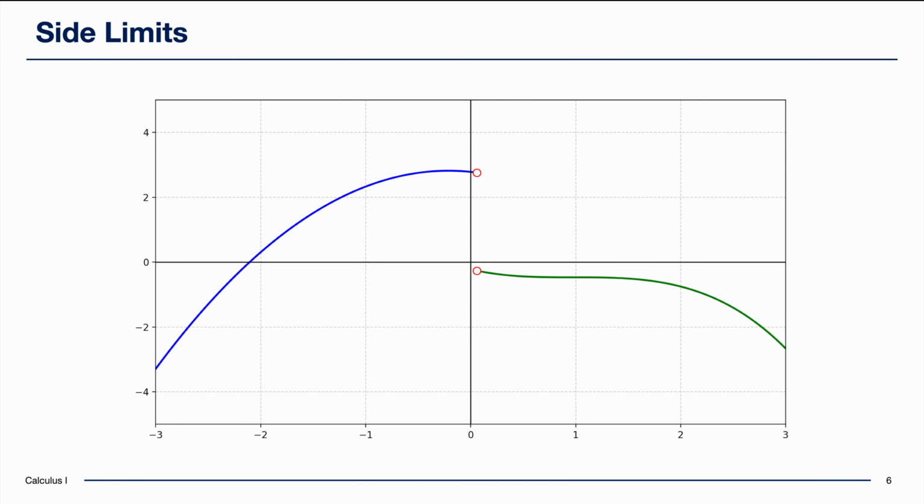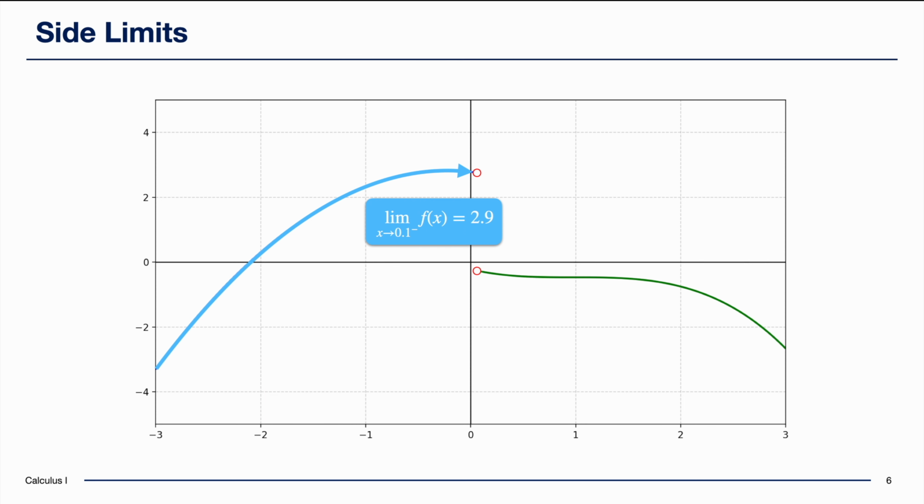We will begin with the side limits. Consider the function shown here. We see that it's discontinuous at x is equal to 0.1. We can also see that the value that f of x approaches when x approaches 0.1 from the left side is equal to 2.9. So we say the limit of f of x as x approaches 0.1 from the left is equal to 2.9.